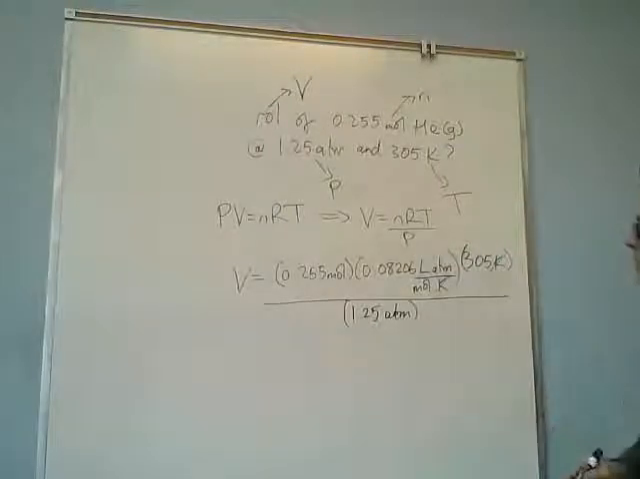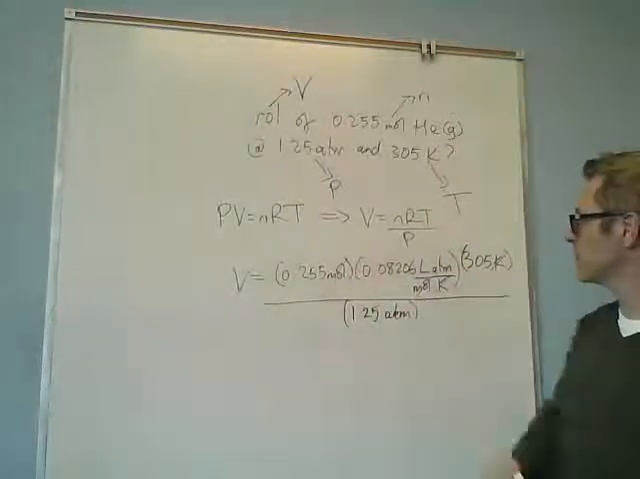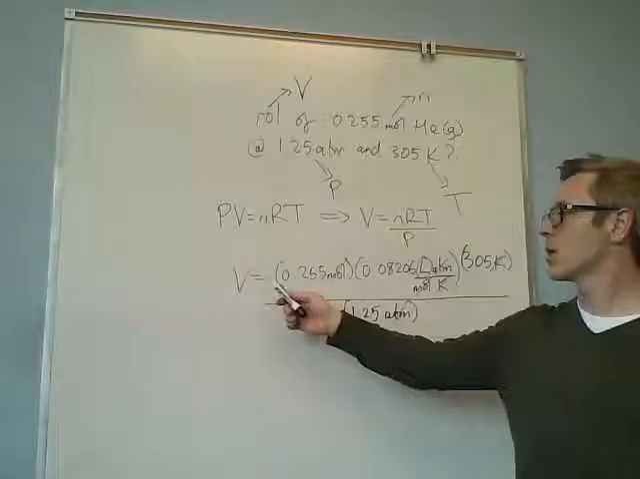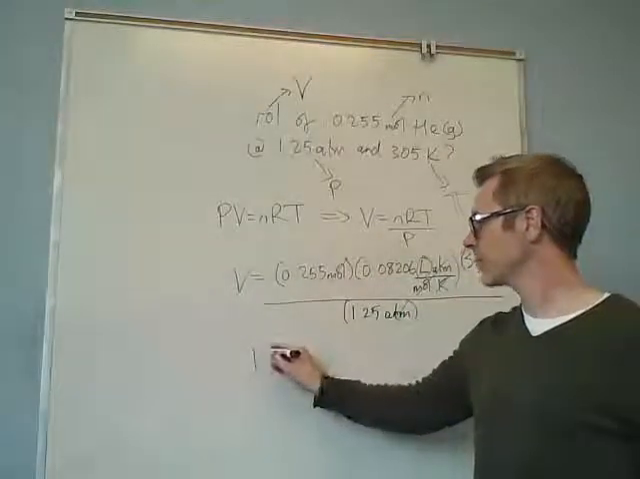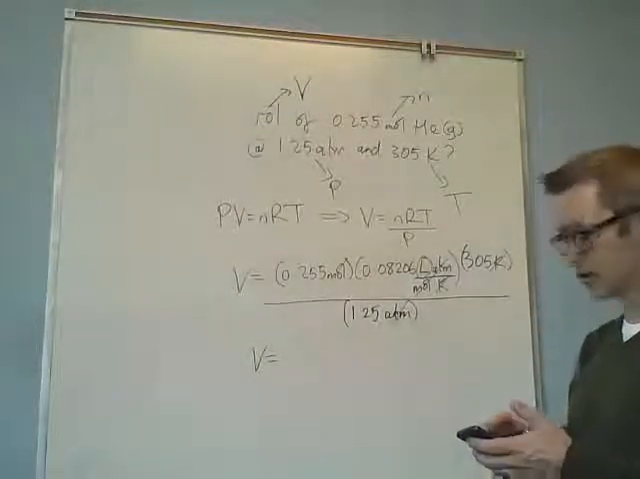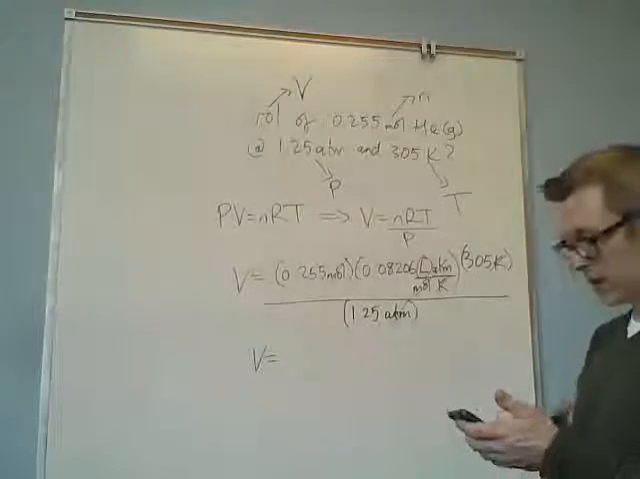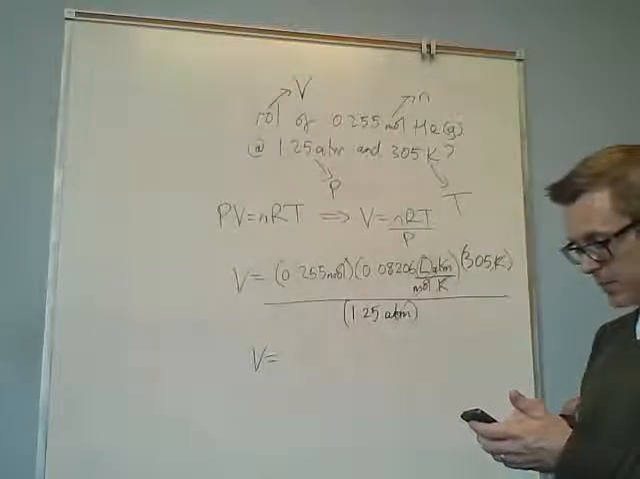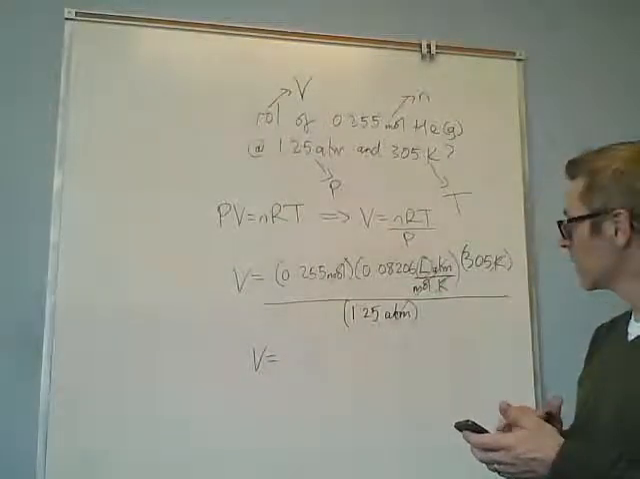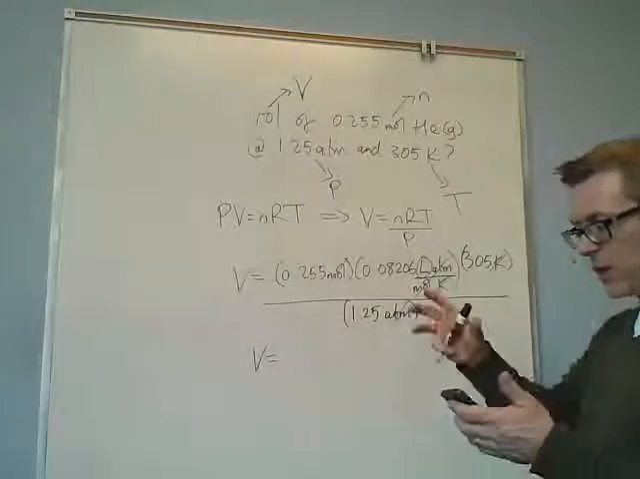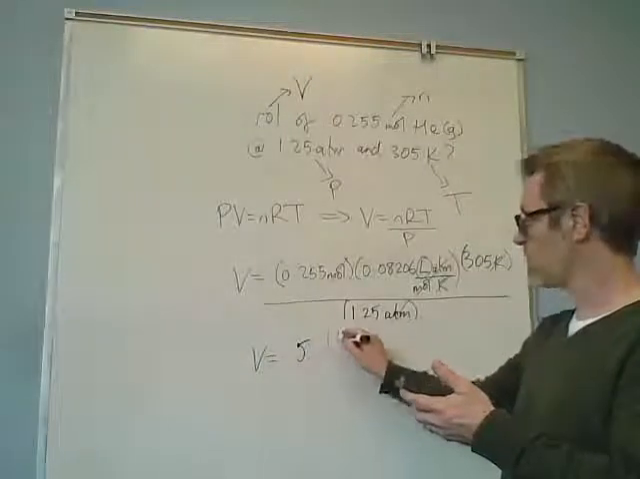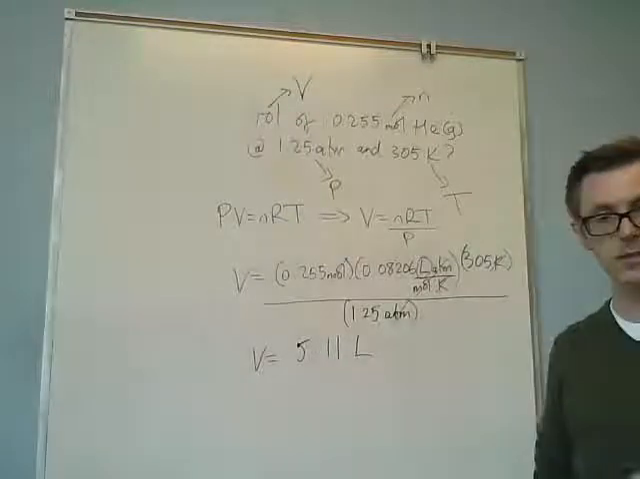Kelvin cancels Kelvin. Mole cancels mole. Atmosphere cancels atmosphere. The only unit that won't cancel is liter, so we're going to have volume in liters. So we'll do the basic algebraic equation: 0.255, 5.08206 by 305 divided by 1.25. We'll round the answer to 3 sig figs, and we get 5.11 liters as our final answer.